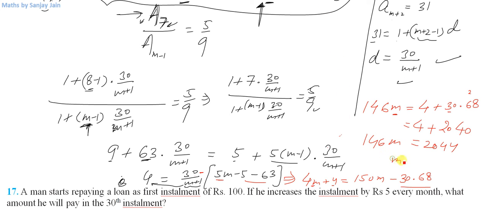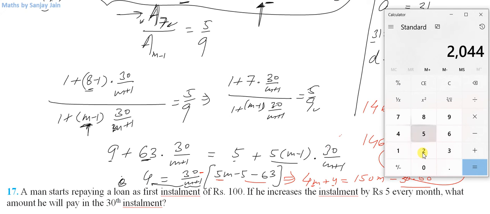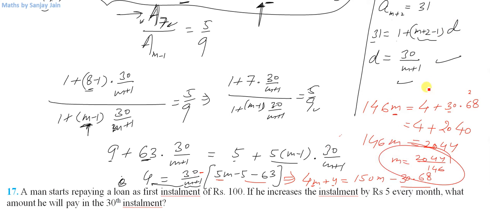So m will be equal to 244 by 146. This is what you need to calculate. Just to verify the answer, I will use a calculator. So 14 should be your answer. M will be equal to 14. This is what we had to find out.